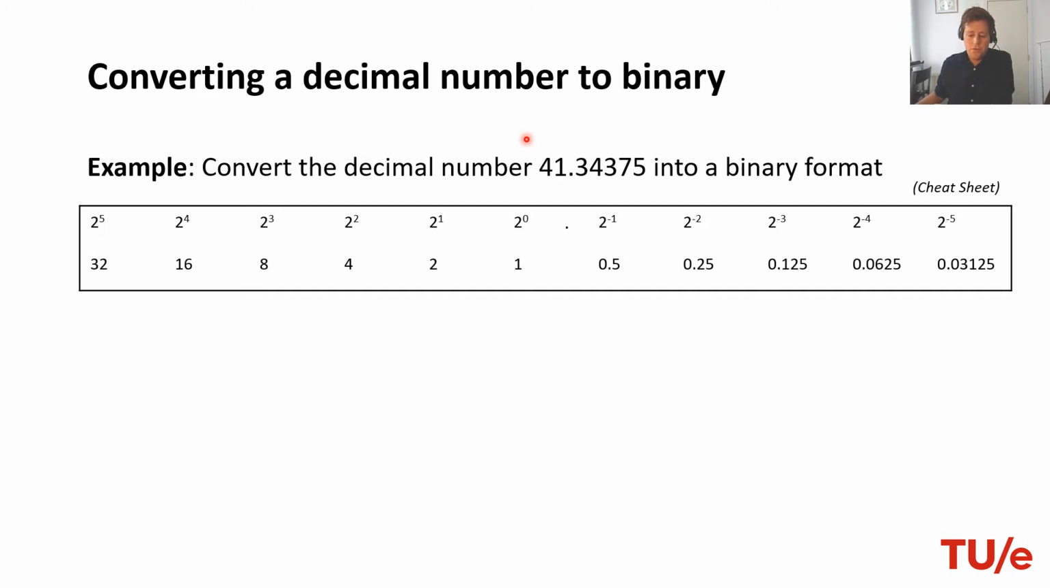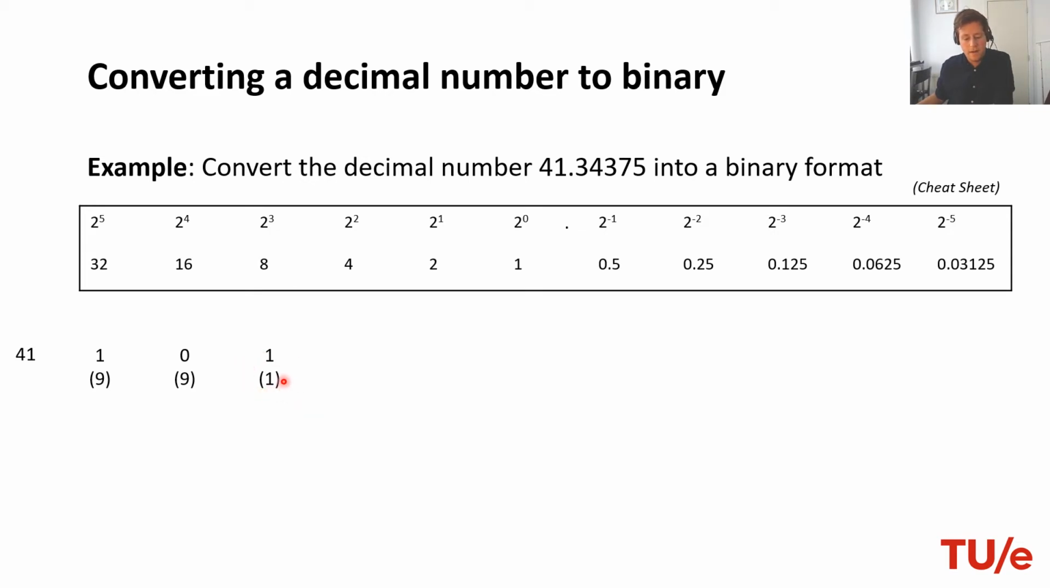So the approach to convert this decimal number into a binary format is completely analogous to what we've been doing in the previous slide. So we start with the wholes. So we start with the stuff on the left side of the decimal point. So for 41, we try to fit in 32. Well, that gives us a 1. 41 minus 32 gives us as a remainder 9. 16 does not fit into 9, so that's a 0. 8 fits once into 9, so that's a 1. And we have as a remainder 1.